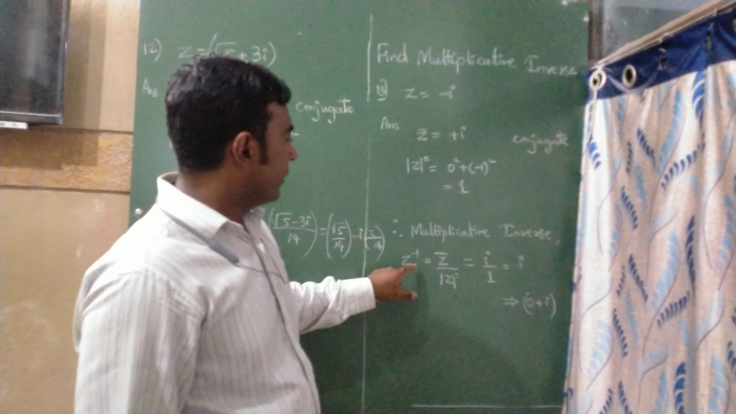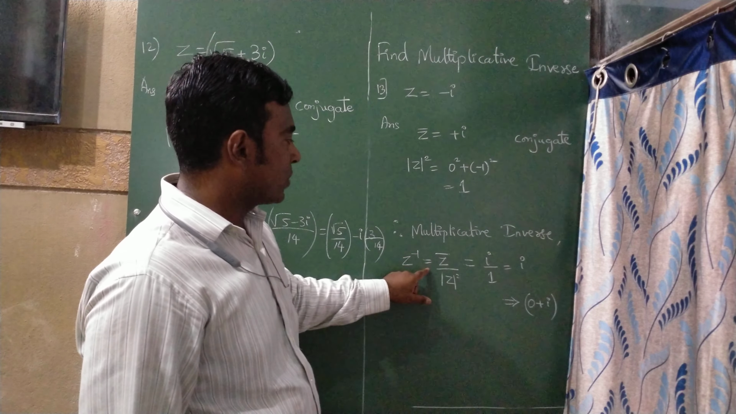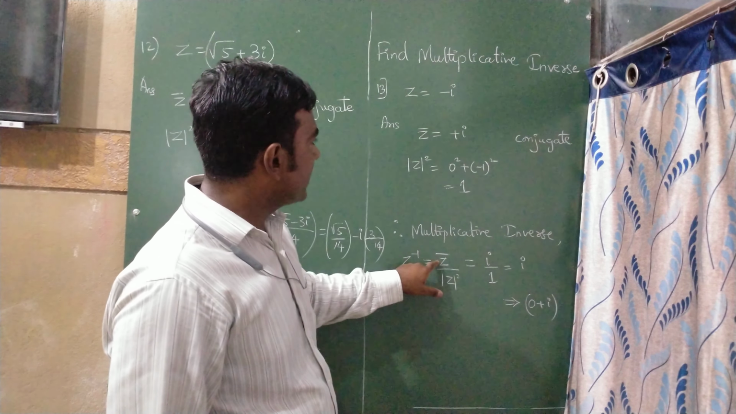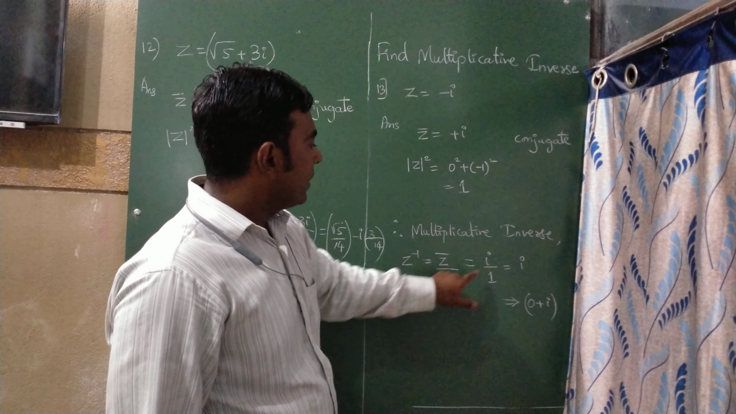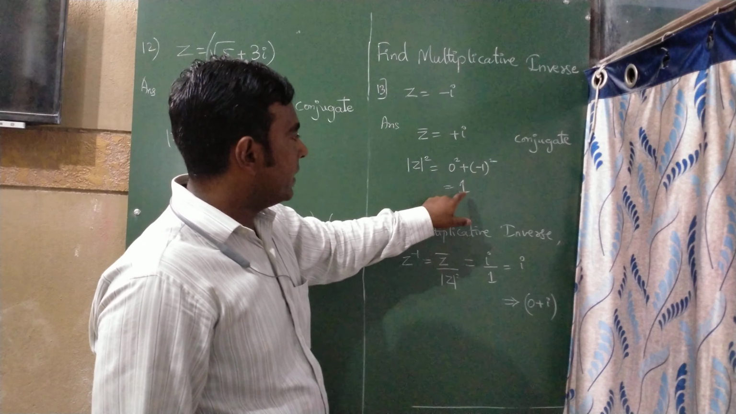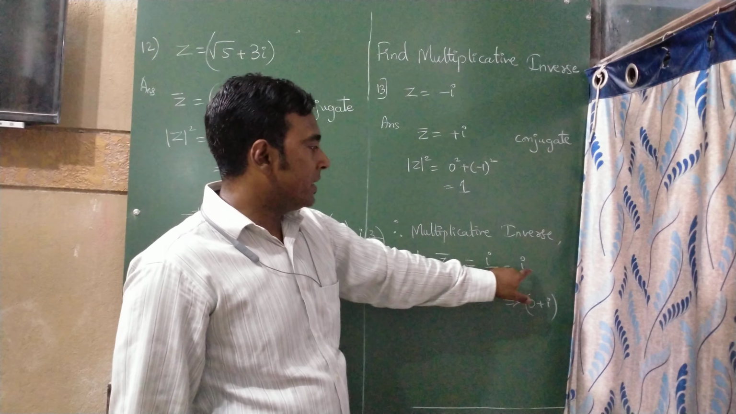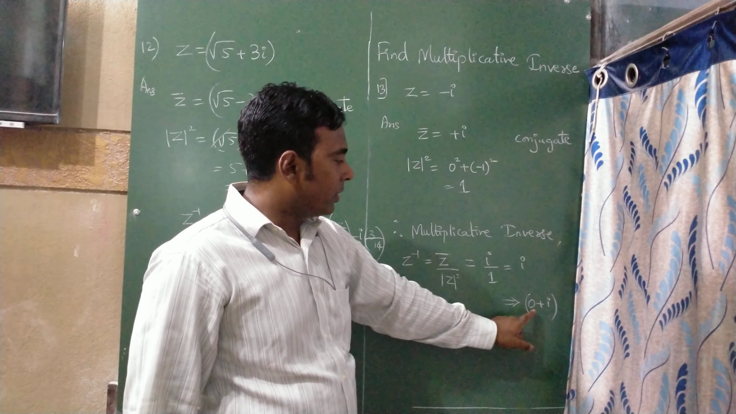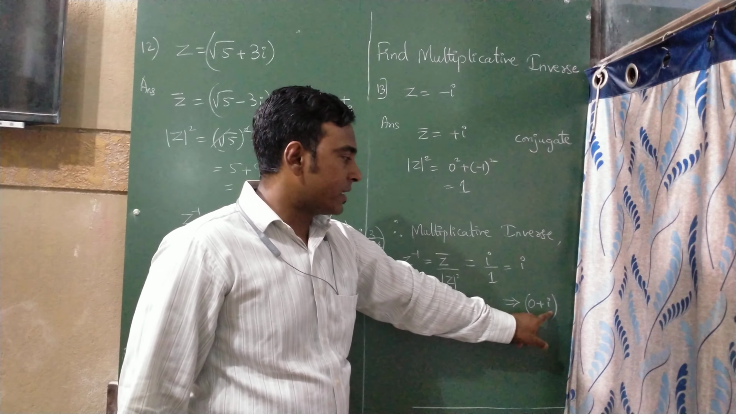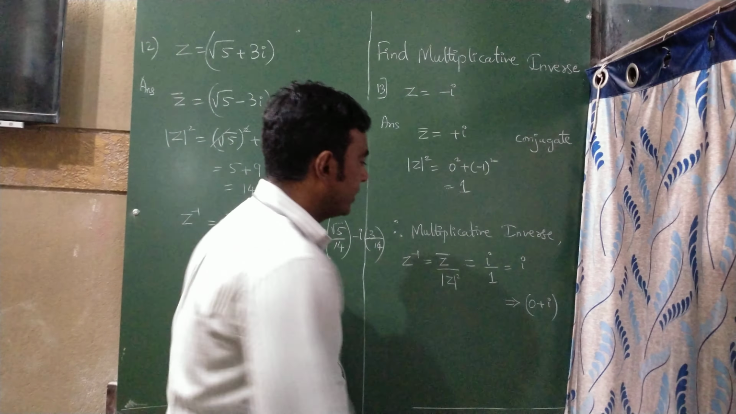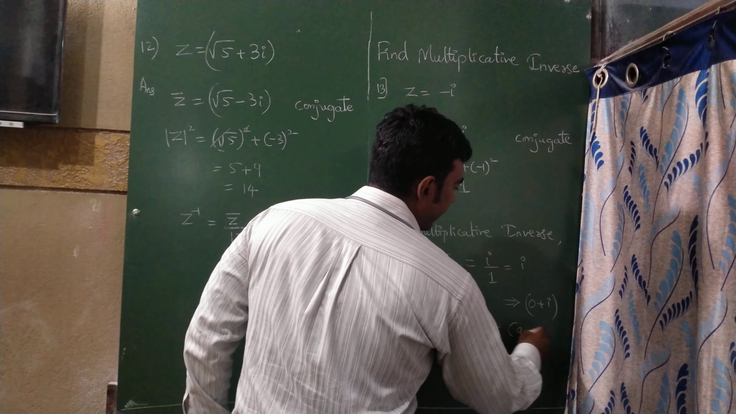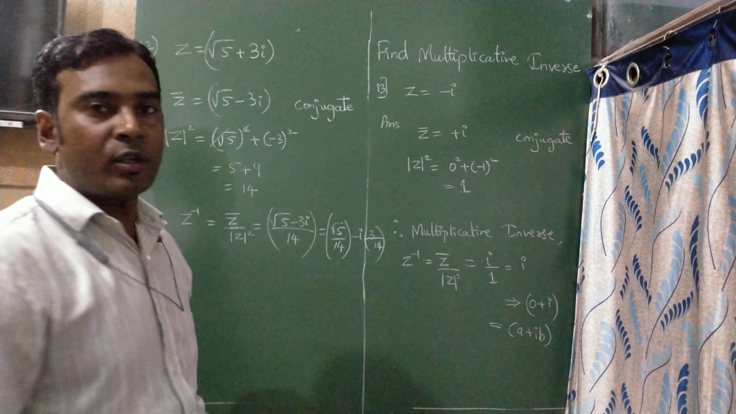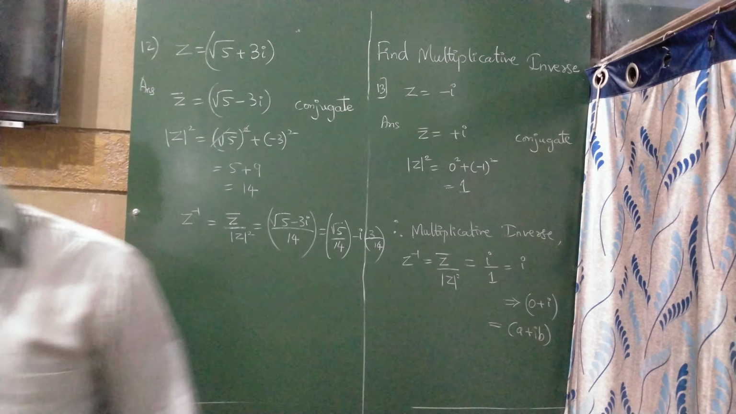Fine. Now the multiplicative inverse, that is nothing but z raised to -1, is equal to z bar divided by modulus of z square. What is z bar? It is plus i divided by modulus of z square, which is 1. So i divided by 1 is i. So we need to write in a plus ib form. So the real part will be 0 plus the imaginary part will be 1. So this is nothing but writing in a plus ib form. Fine. Let us move on to the next question.